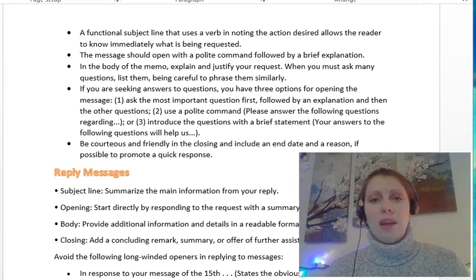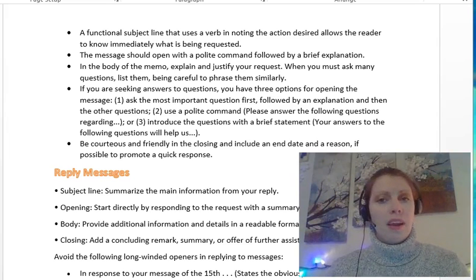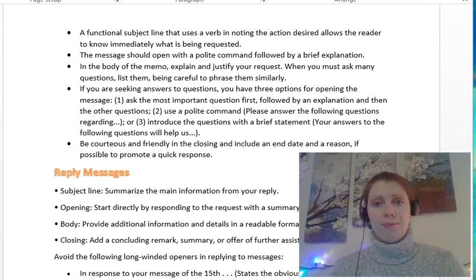When you must ask many questions, list them, but be careful to phrase them similarly. Again, parallelism is important. Questions can be highlighted with asterisks, but make sure you have a high skim value so that readers can understand and get the message quickly.